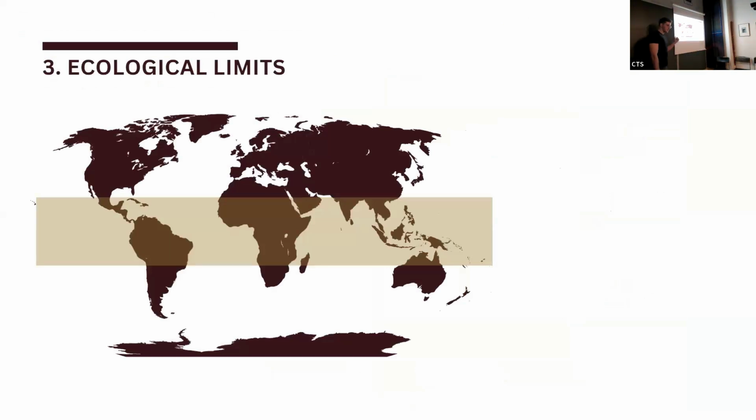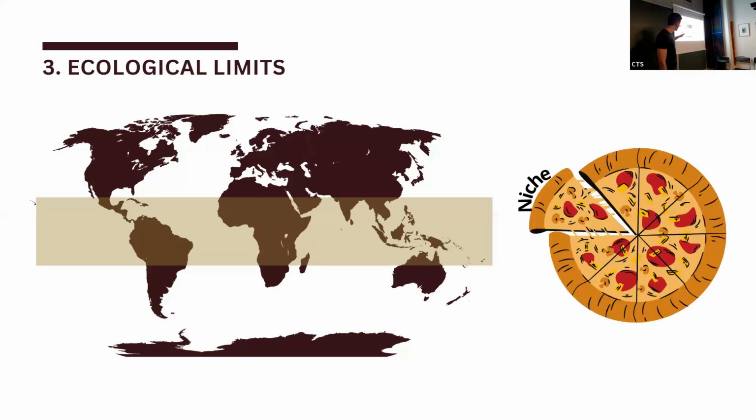Finally, the ecological limits hypothesis suggests that regions such as the tropics have more resources, which could allow larger populations or support the coexistence of more species. Basically, it's like having a large pizza. The more slices we cut this pizza into, the more people can get a piece. So the idea here is that the tropics have more slices, which could be partitioned or divided among a higher number of species.